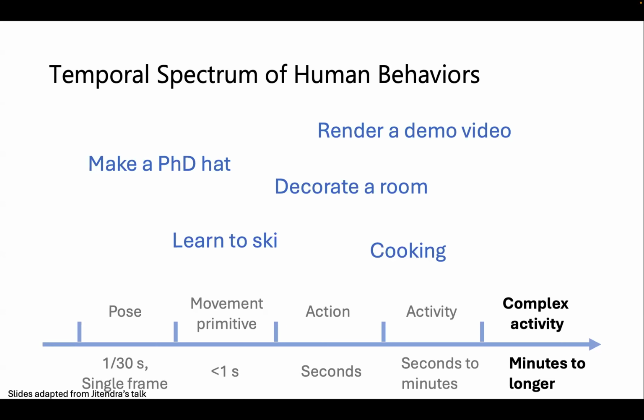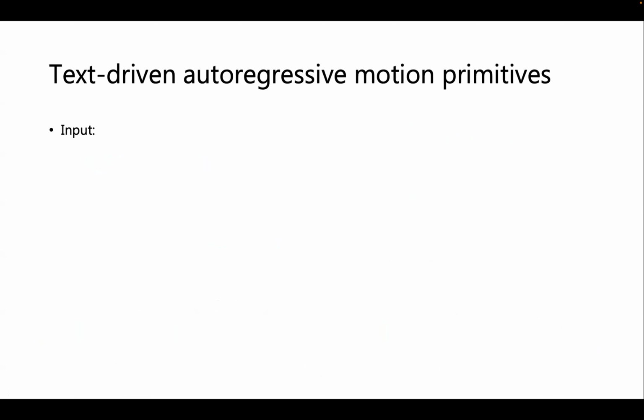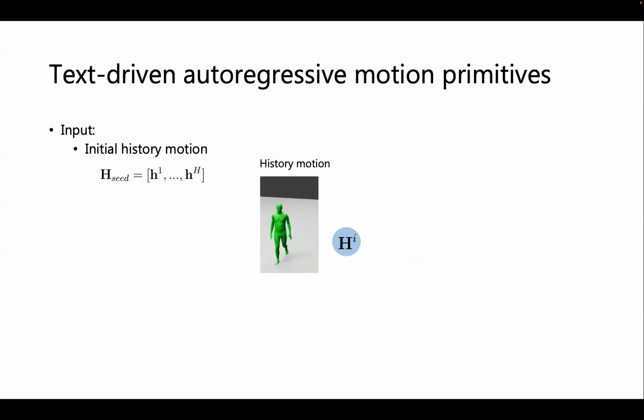Anyway, so this is a new slide I added. Basically what I want to say is I think it's an interesting direction to model short-term human motion. So that's exactly what we did. We proposed this text-driven autoregressive motion primitive.